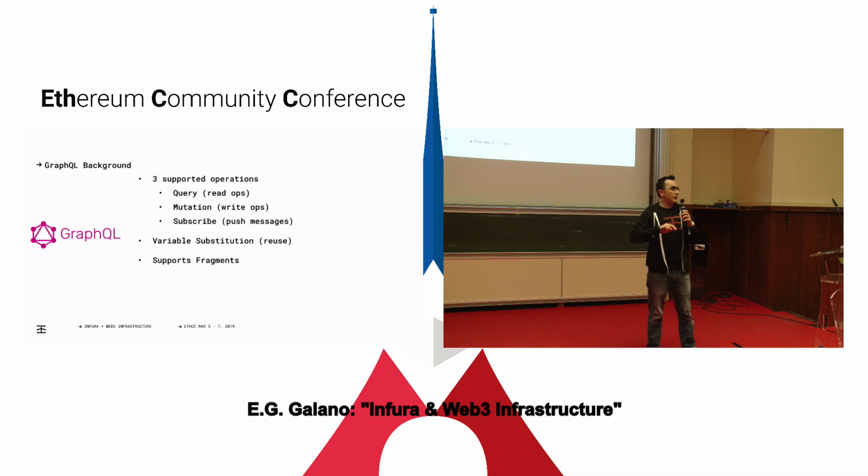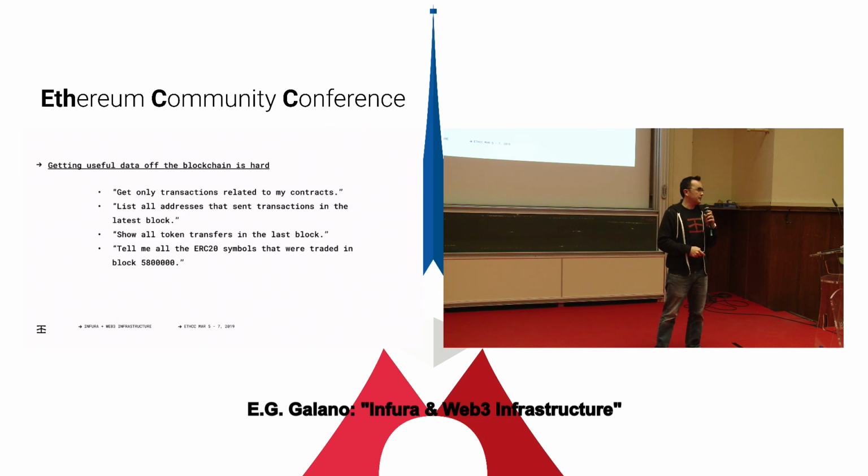With regards to sort of the operational aspect of GraphQL, there's 3 major operations. There's queries, which are read-only operations, mutations, which are write operations, and subscribes, which is basically like push messages, push notifications. Long-lived sockets, like think a WebSocket or a long-poll HTTP, where you're getting pushed information that you're subscribing to. It supports variable substitution, so you can reuse queries. You can create a query tree and just parameterize the variables in there so you can reuse your queries. And it supports fragments, which I'll get into a little bit later in the talk.